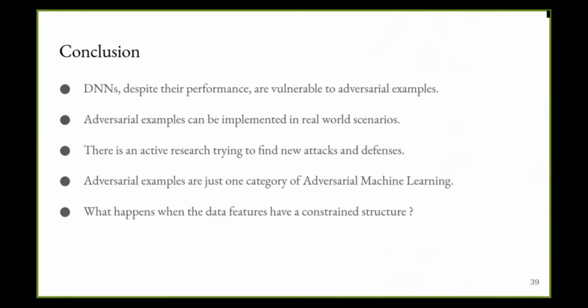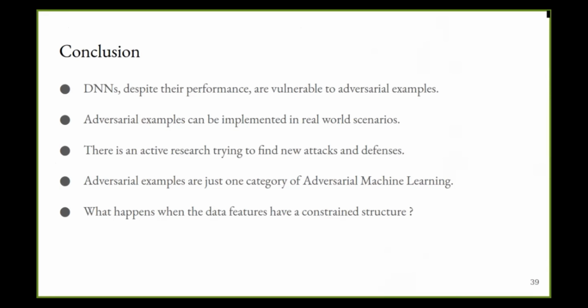So as a conclusion, we've seen that despite their performance, neural networks are vulnerable to adversarial examples. We've seen how to generate adversarial examples and how they transfer between different models. We've also seen that adversarial examples can be implemented in real-world scenarios, for example, the traffic sign.